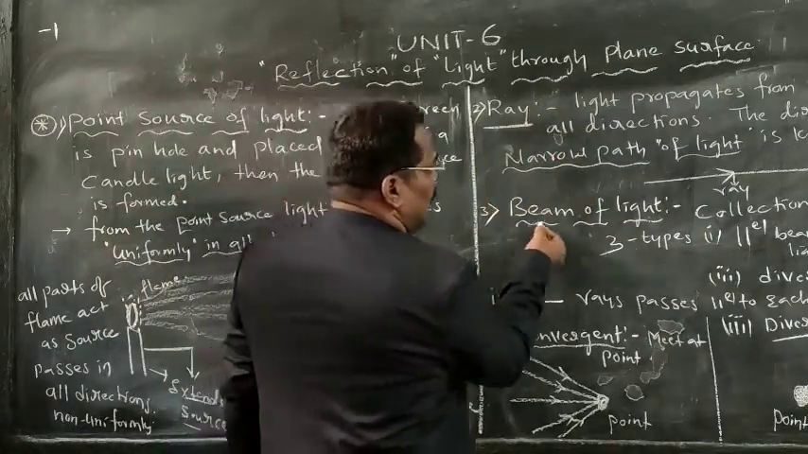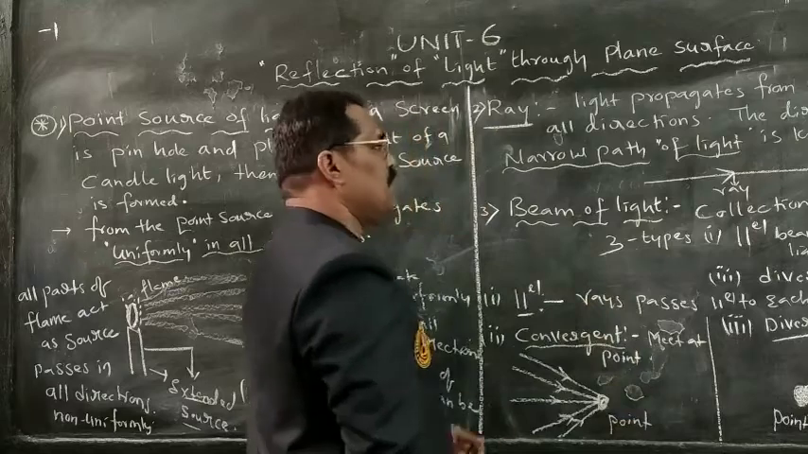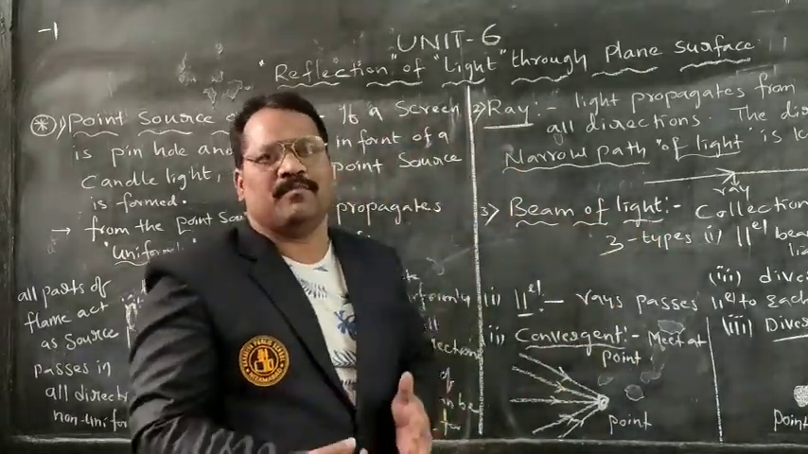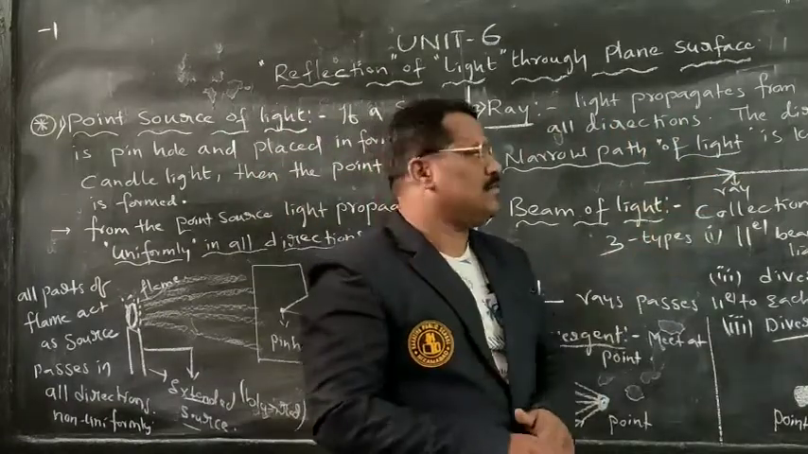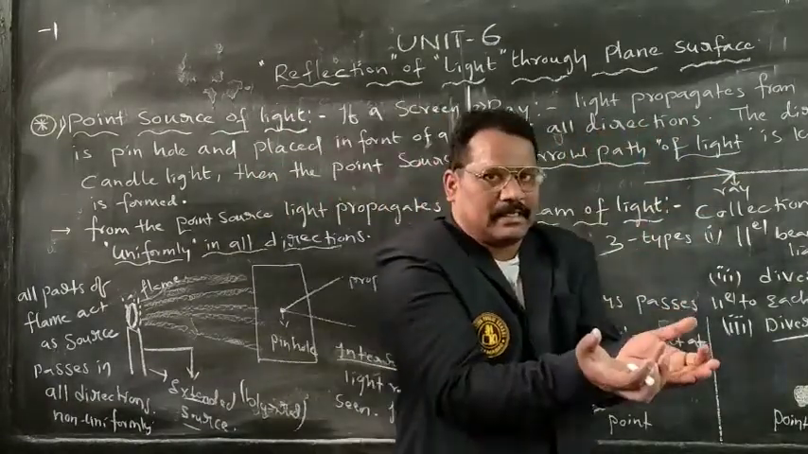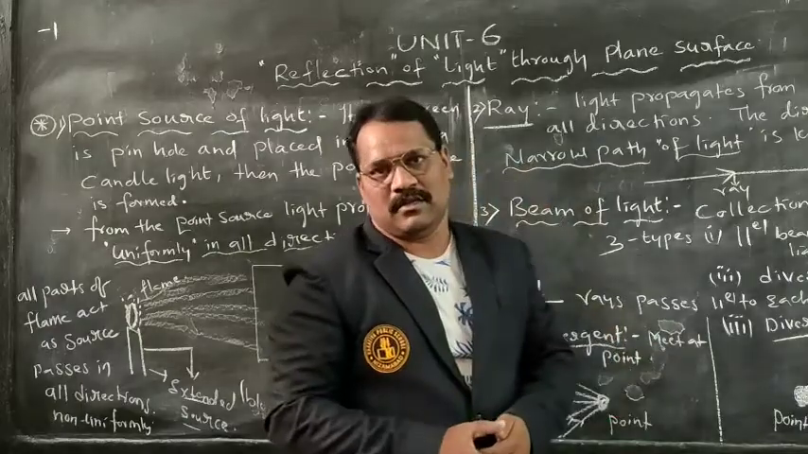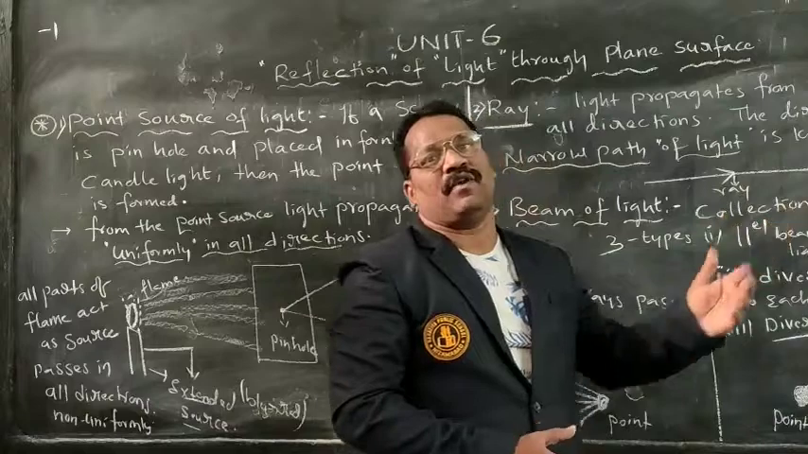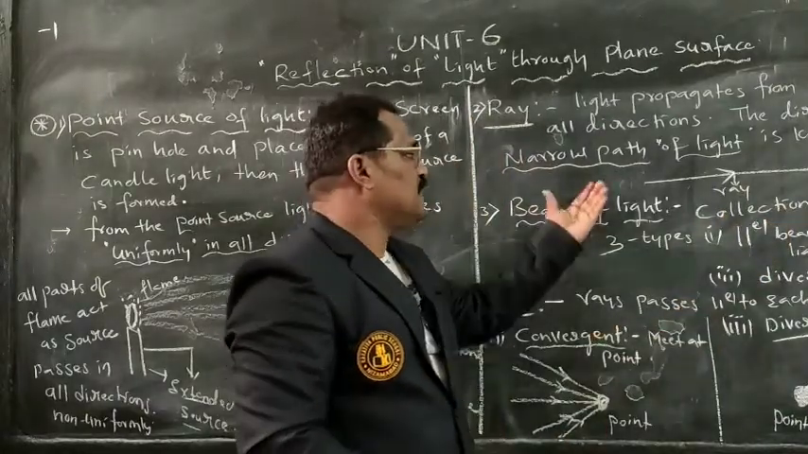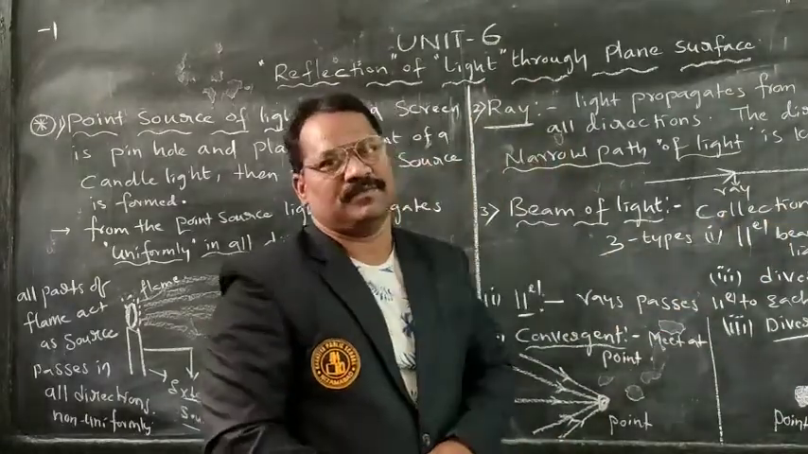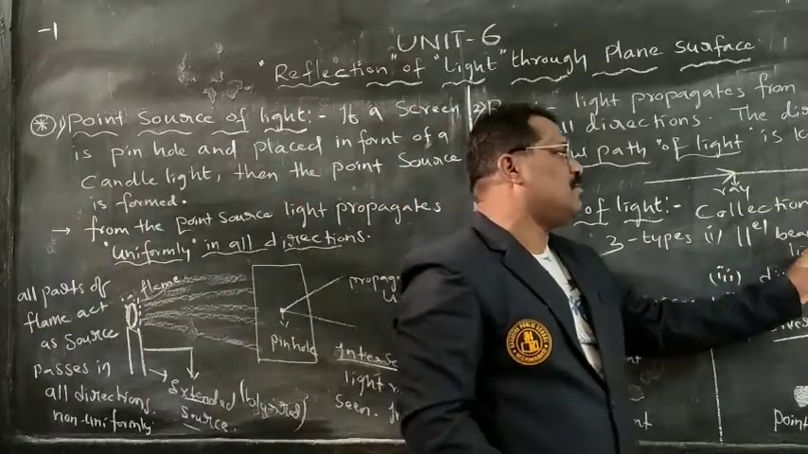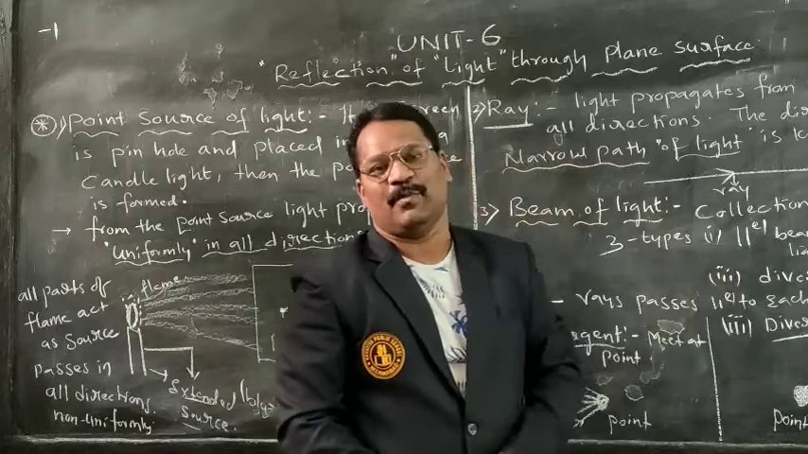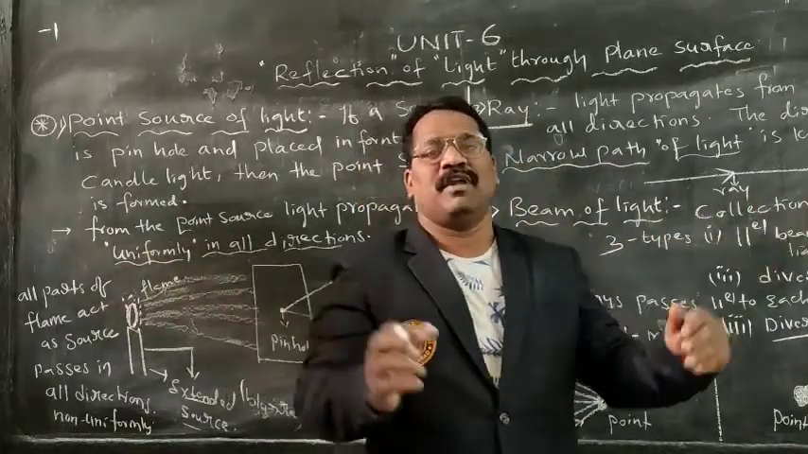Next one is the beam of light. What is called a beam of light? Beam means a collection of light rays, a bundle of light rays. When we collect them together, that can be called a beam of light. These beams of light will be of three types. First one is the parallel beam of light. Second one is the convergent beam of light. Third one is the divergent beam of light.